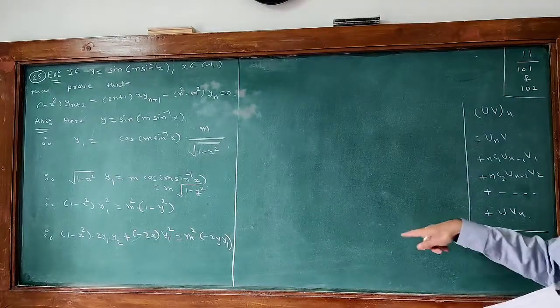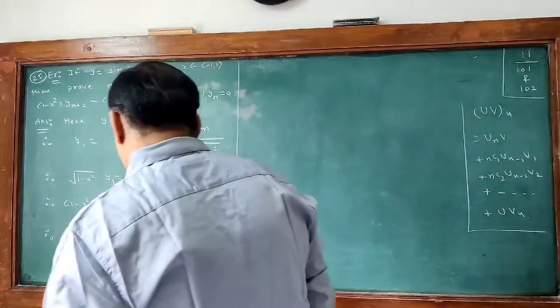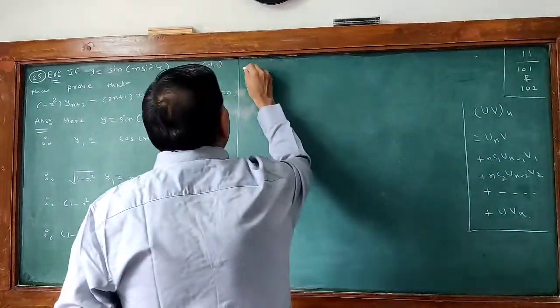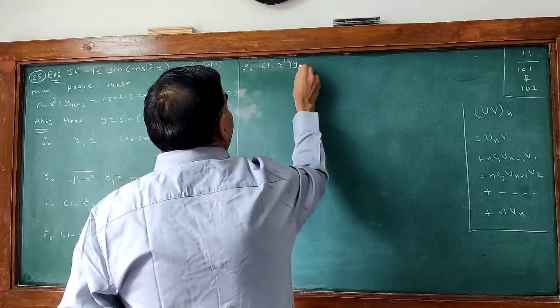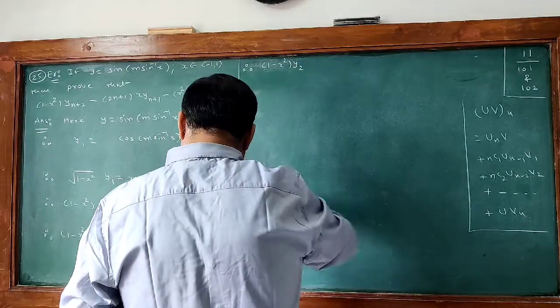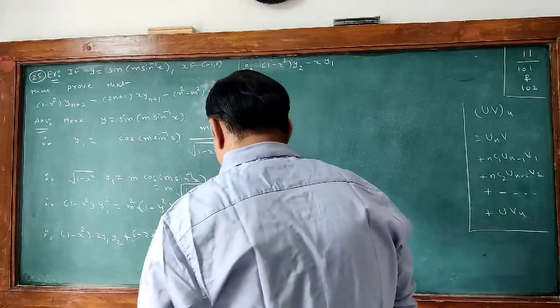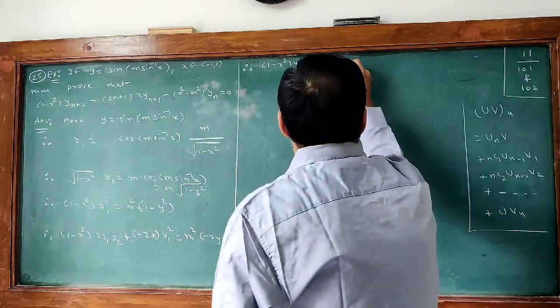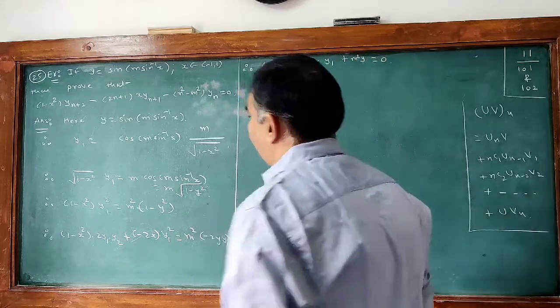Taking 2y1 common throughout, so what we will have? (1 - x²)y2 - x y1 + m² y = 0.